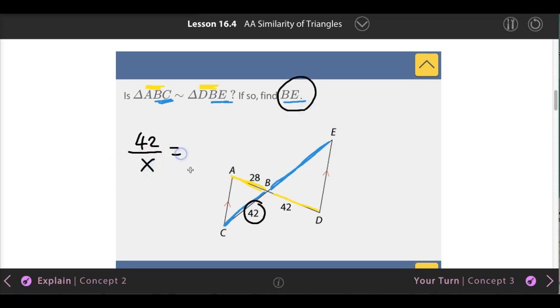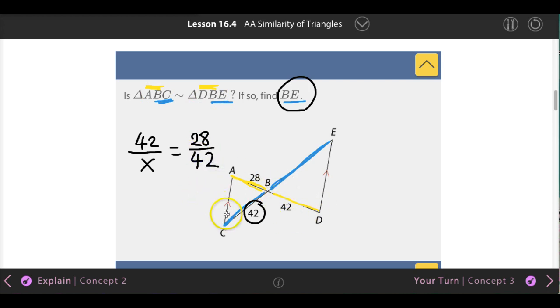And that equals what? The ratio is, now we're going to look at AB, and AB is 28. So that has to go on top because we're doing small triangle over big triangle, okay? So 28 goes on top, and then DB. Where's DB? This other yellow line, and that is 42.